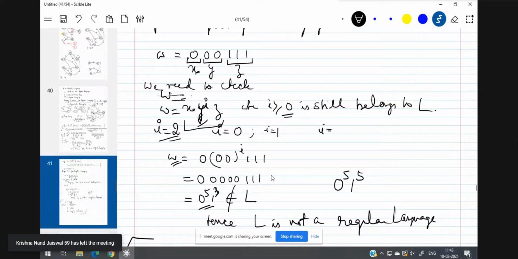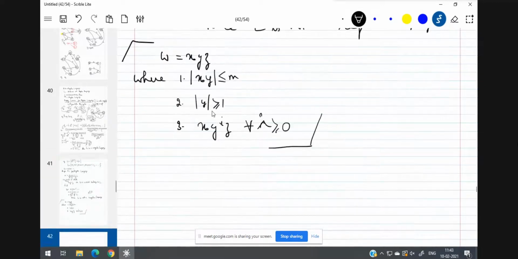Now, when I consider i is equal to 0, the pumping lemma has provided a condition that the length of y should be greater than or equal to 1. Hence, the i value equal to 0 violates the second condition, which is already given in the pumping lemma for regular language itself. That's why we are not taking i equal to 0.